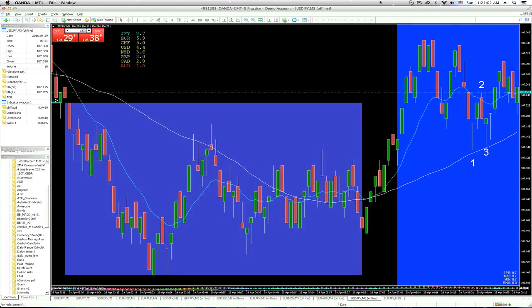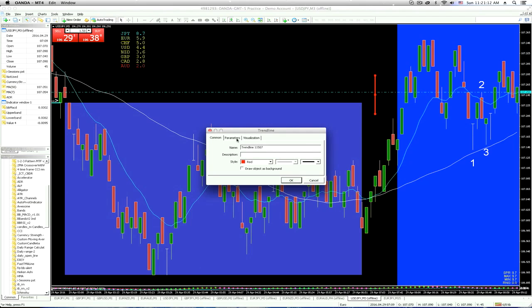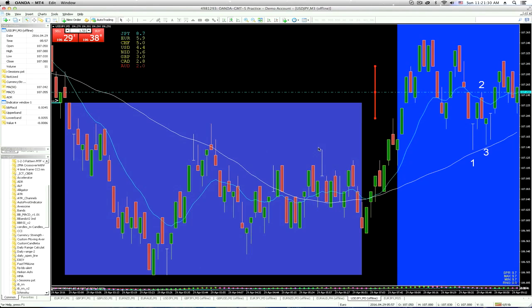Okay, so let me do this. I'm going to put in a 10 pip bar to give us our extremes for the trade parameters. Where our stop loss, where our take profit might be. So this is now a 10 pip bar.